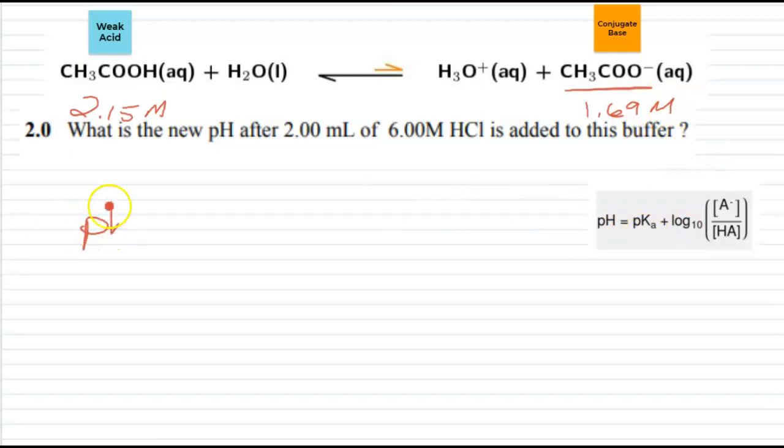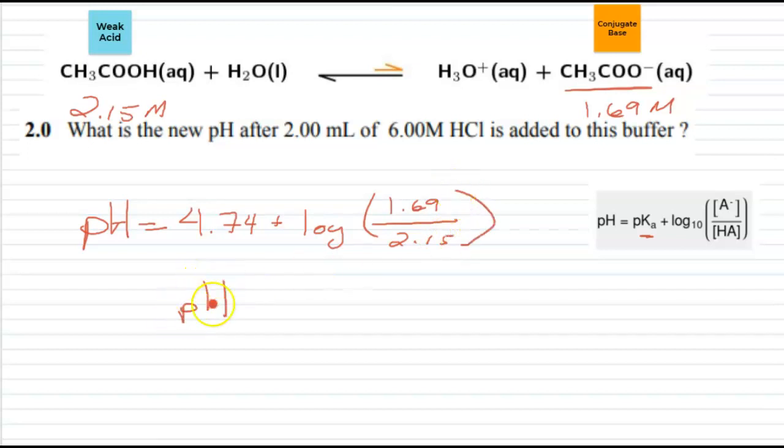So the pH of my solution is going to be the pKa of acetic acid, which is 4.74. That's in your data booklet, plus the log of my anion, 1.69, over the concentration of my acid, 2.15. So my pH of my new solution is going to be 4.64.